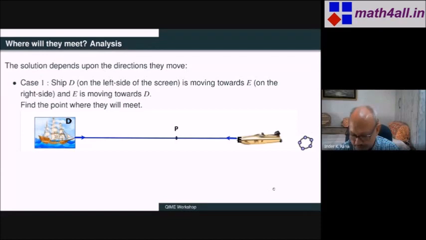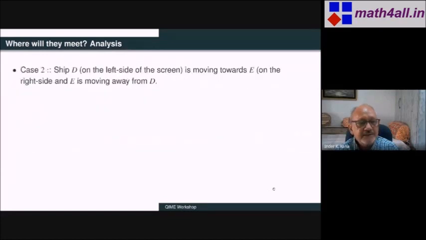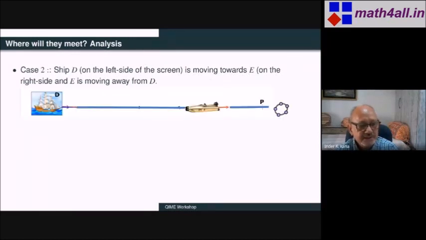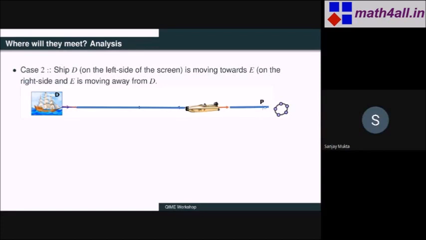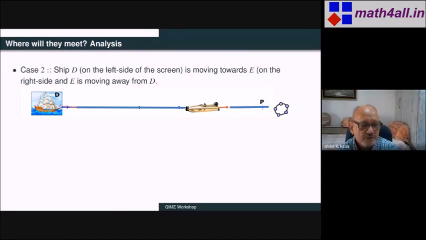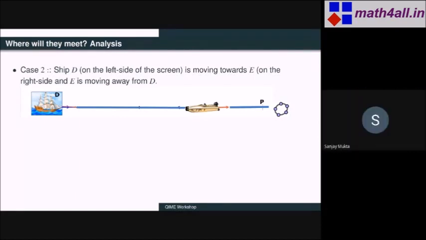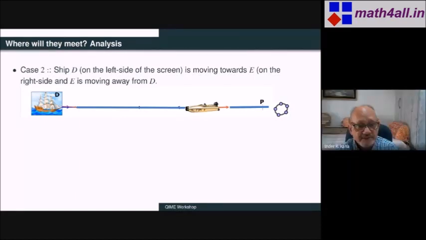Let us change the scenario a bit, namely that ship D on the left side is moving towards E and E is moving away. So the D is moving towards E, it's coming on this side, and E is moving away from D, it's going in the opposite direction. But the speed of D is twice the speed of E. So eventually D will overtake E, even if it is moving in the opposite direction.